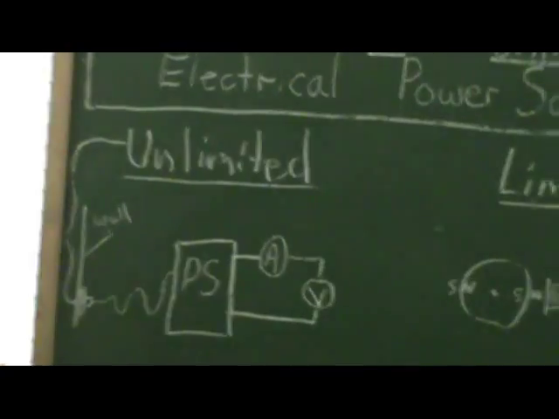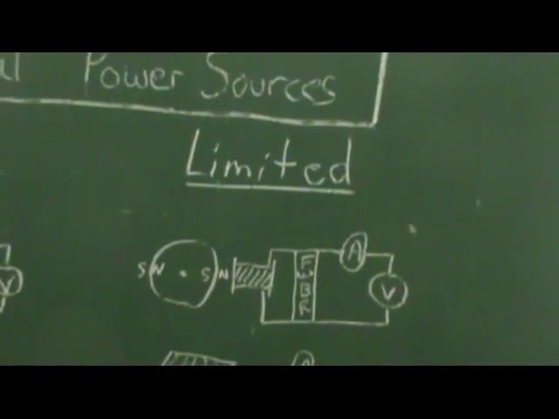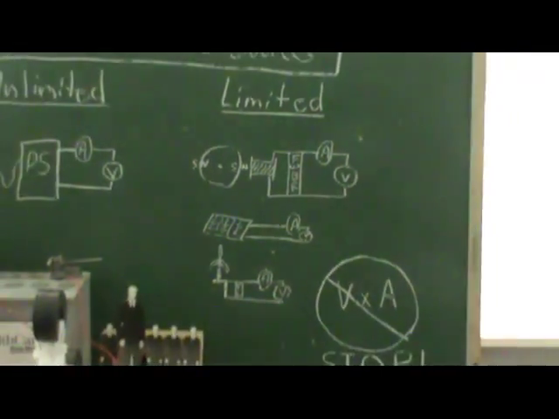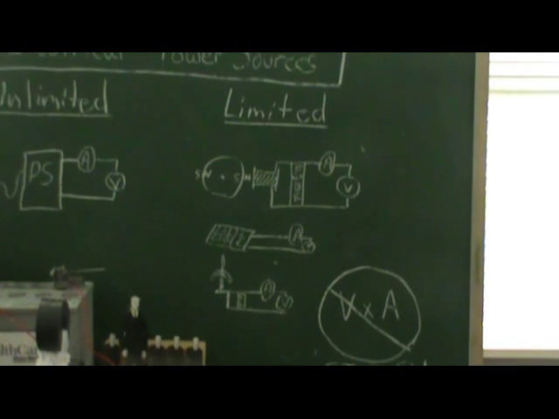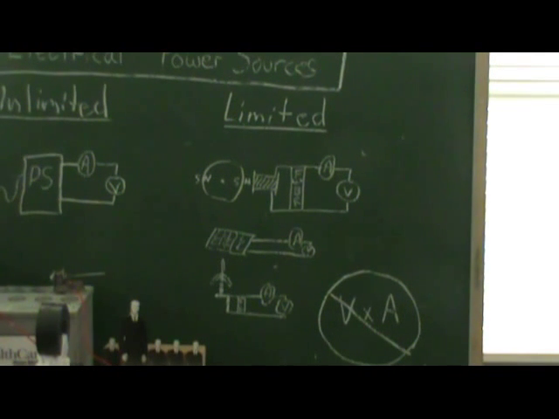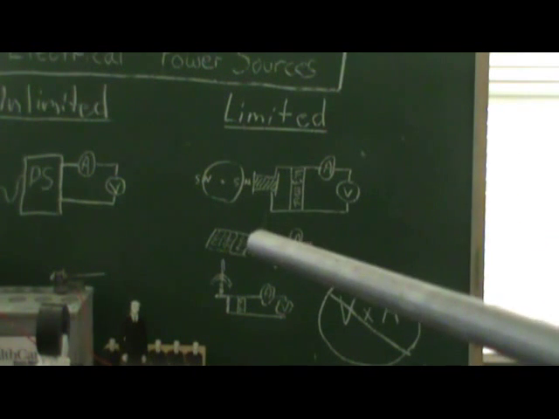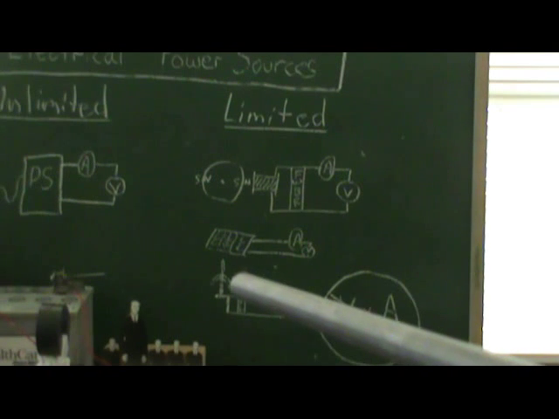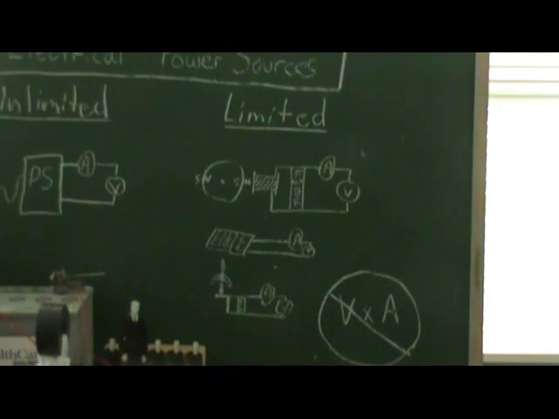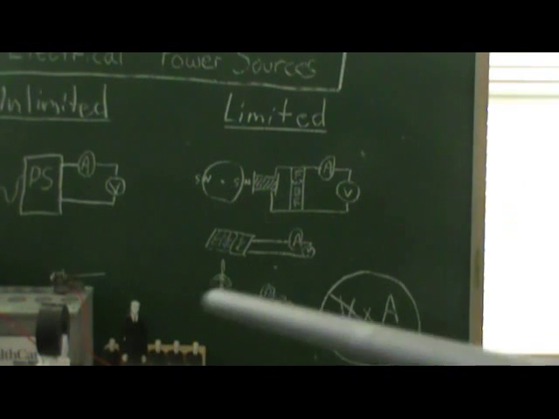But with the limited power sources, well, the first example is a generator wheel with magnets on it. Could be solar panels, could be a wind turbine you have hooked up to battery banks with an inverter. It's going to be no difference.